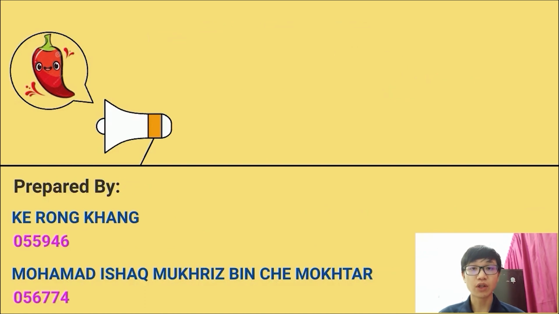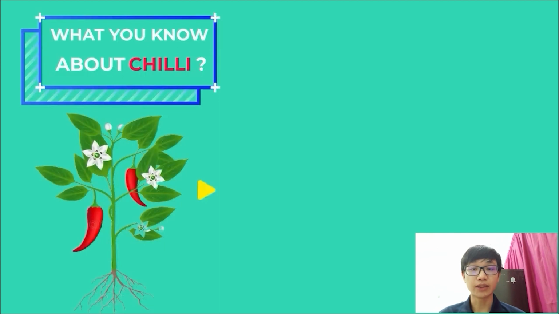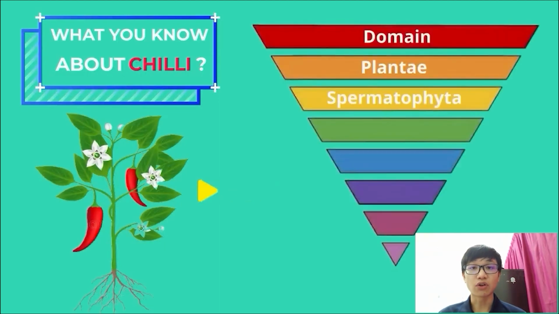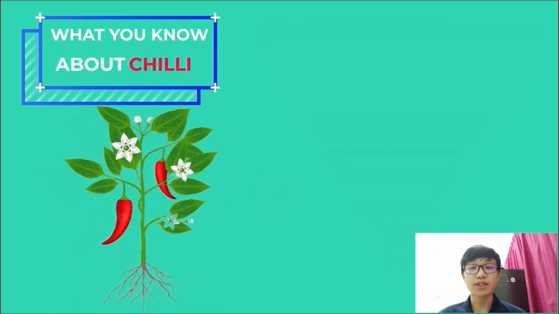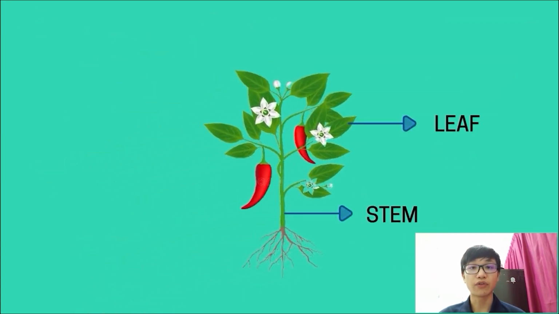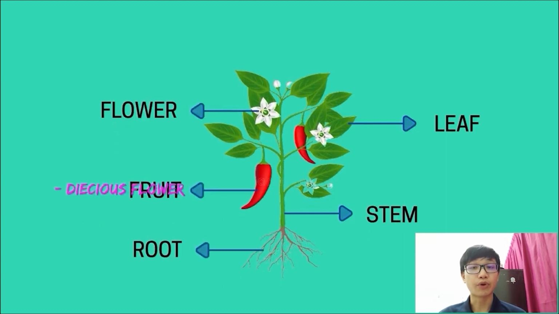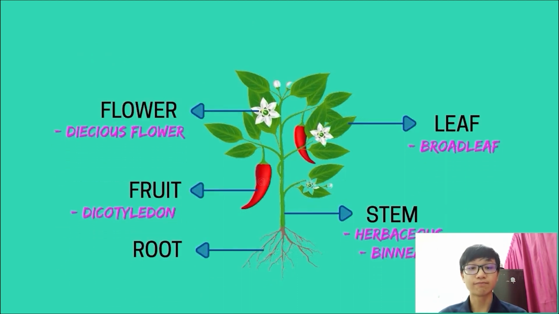First of all, before we go into chili breeding, what is chili? Chili is actually a plant classified under the family of Solanaceae and is under the genus of Capsicum. And chili is just like other herbaceous plants, consisting of dicotyledons, fruits, broadleaf, and etc.